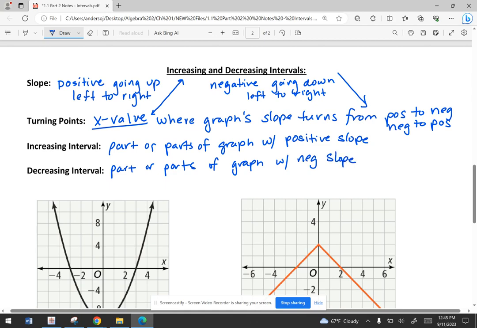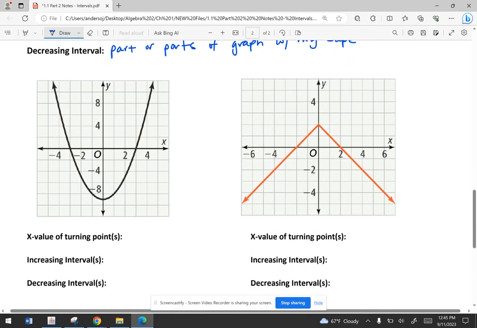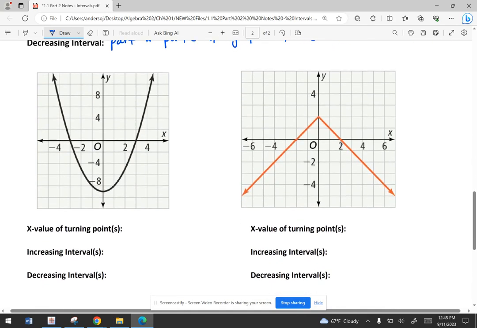In these first few pictures, I'm going to show you that turning point. I can see that this graph goes down, and then it changes direction, and then it goes up. The point in which it changes direction is right here. That point is at x equals 0. That is our turning point, the point in which the graph turns from negative to positive.